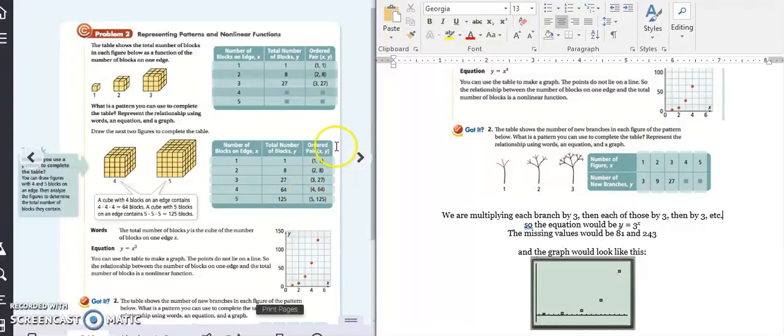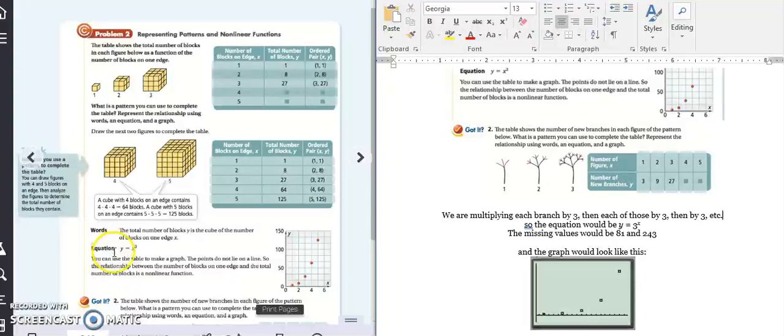5 to the third power is 125. And then over here it's showing it as an actual point where the number of edges you have is your x value, the total number of blocks is your y value. So we're putting that into points, and then you put that into the calculator using your stat function. Make sure that your plot is turned on.